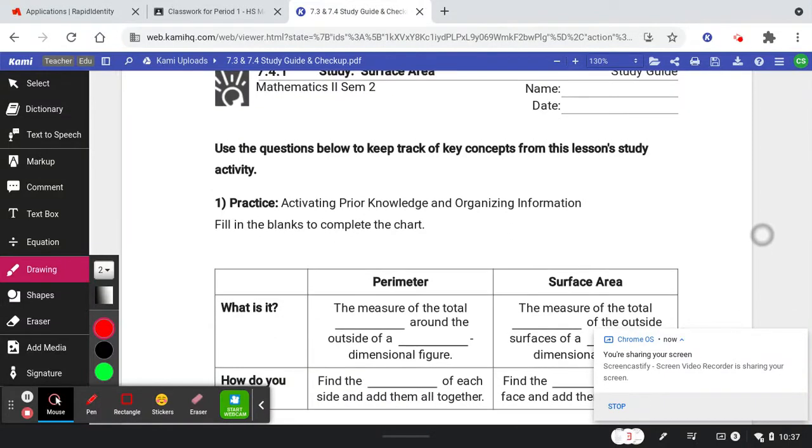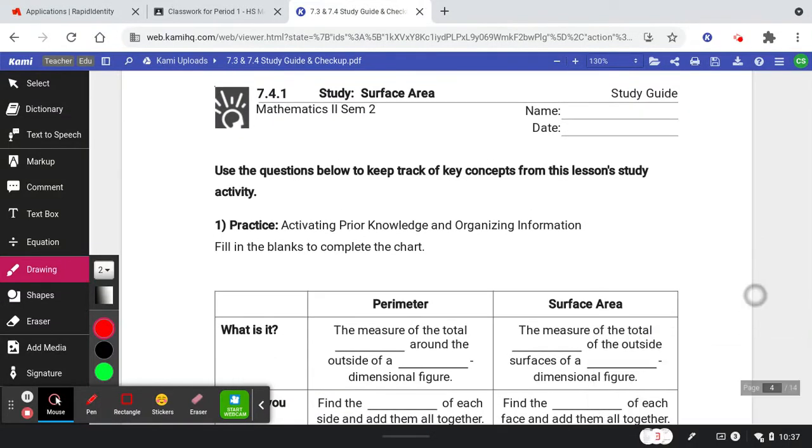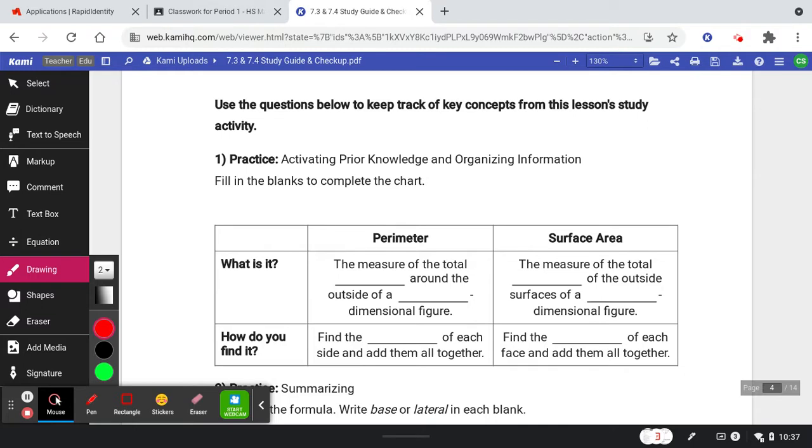Right, now we're looking at 7.4. We're studying surface area of some different shapes. So let's do a quick reminder on what perimeter is and compare that to the new surface area that we're going to be doing.